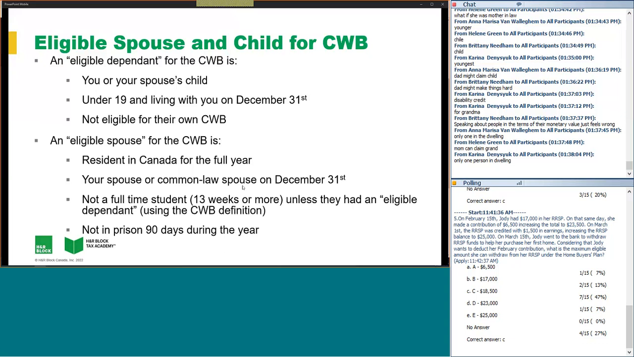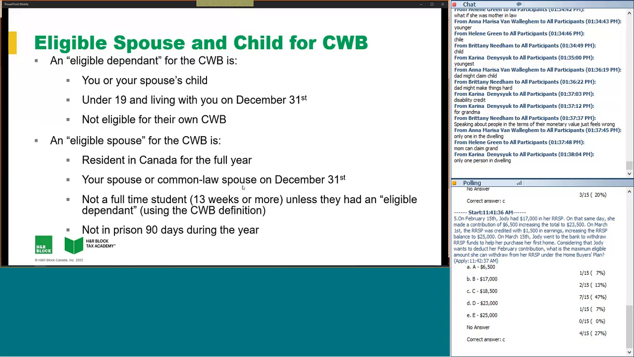Okay. Then we have to ask, do you have an eligible spouse? So for Canada Workers Benefit, completely different than a dependent spouse, it is an eligible spouse. To be an eligible spouse for Canada Workers Benefit calculations, the spouse has to be resident in Canada for the whole year. So if your spouse was out of the country and then moved into the country, doesn't count. They have to have been here for the whole year. They have to be your spouse at the end of the year, spouse or common law spouse, so married or common law under the rules you learned today.